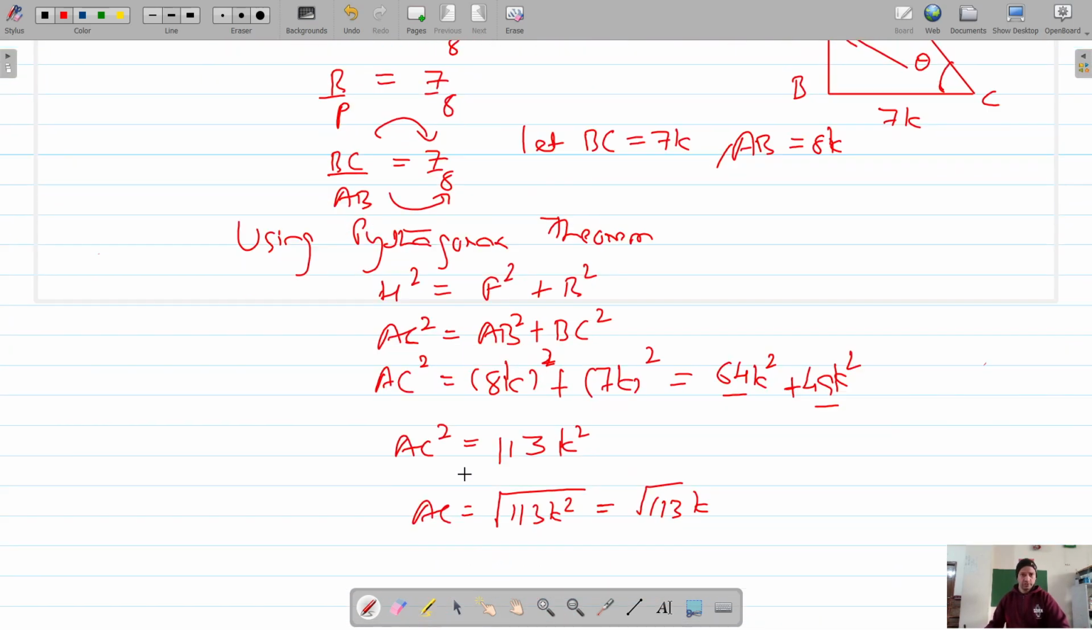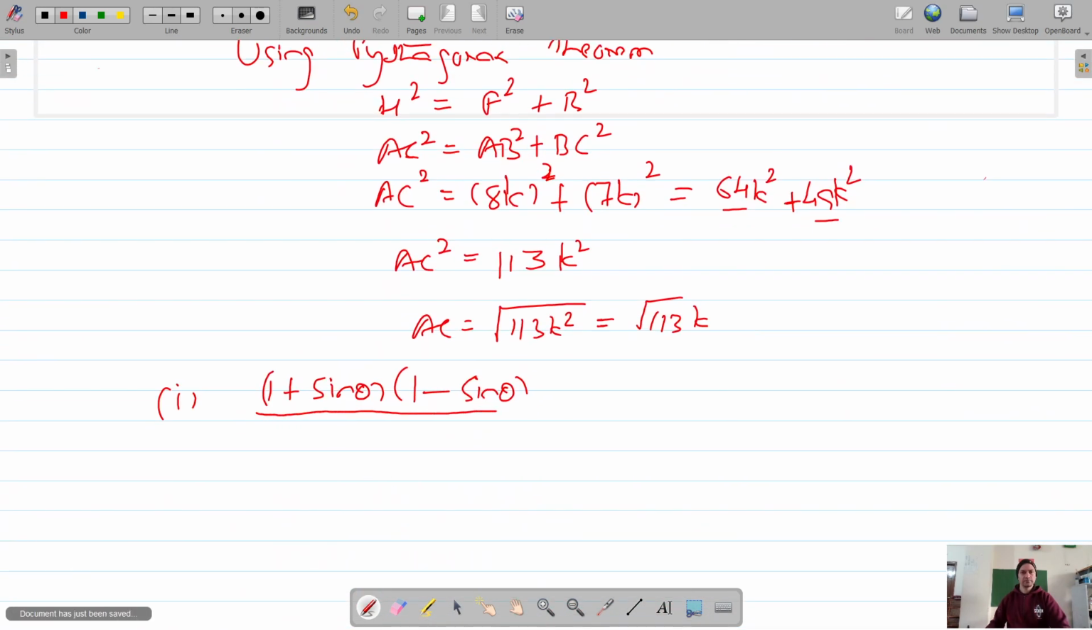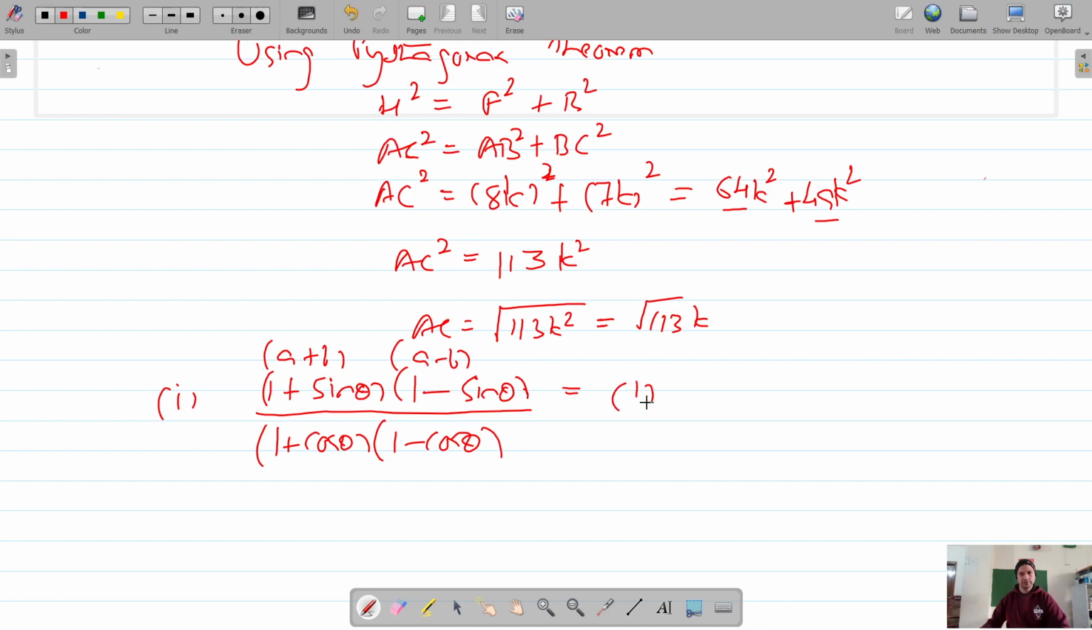Moving on to what we have to evaluate. Our first part is (1 plus sine theta) into (1 minus sine theta) over (1 plus cos theta) into (1 minus cos theta). If we check this, it's the identity (a plus b) into (a minus b), which gives us a squared minus b squared. So we will not write it like this, but we will put the square here. That's how we write the square for the trigonometric ratio. Similarly, it's a squared minus b squared.